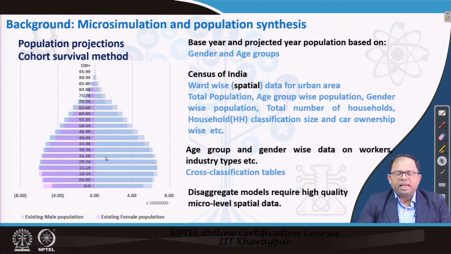Now, there are some extra tables in the census, for example, age group and gender wise data on workers and industry type. Here we can see that not only gender and age group are there, but based on this particular demographic group, we can also see how many of them are workers and in which industry they are working. This could be called a cross classification table, where we can have detailed data on each population group, or each socio-demographic group, in that particular area.